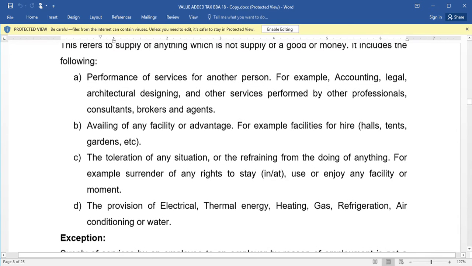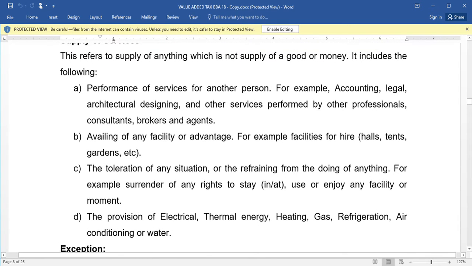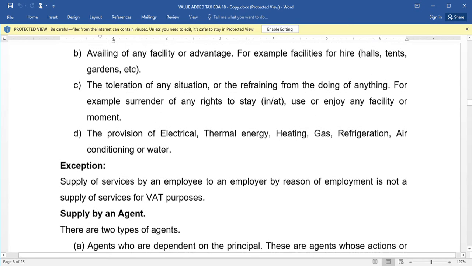So this is what is under the supply of a service. Performance of service for another person, availing of any facility or advantage, toleration of any situation, provision of electrical, thermal energy, heating, gas, refrigeration or air conditioning, or water.